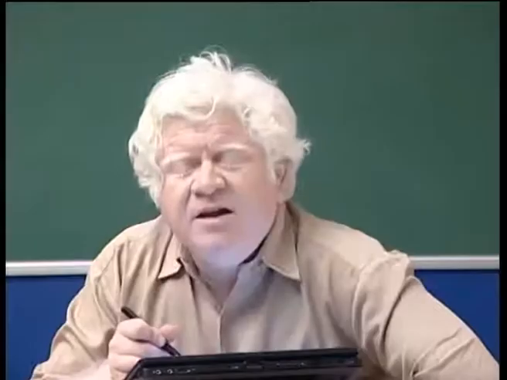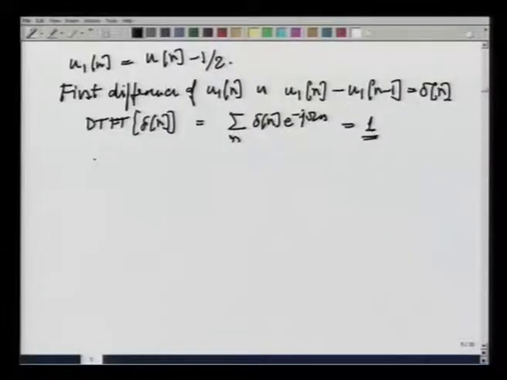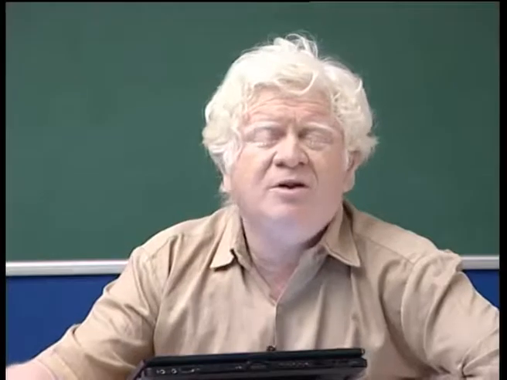Now, if its DTFT is known, then we can say, since delta n is the first difference of u1 n, the transform of delta n must be equal to u1 of omega multiplied by 1 minus e to the minus j omega. Fine. So, u1 n gets multiplied by this, because it is by multiplying by this in the frequency domain that we carry out the equivalent of differencing u1 of n in the time domain.